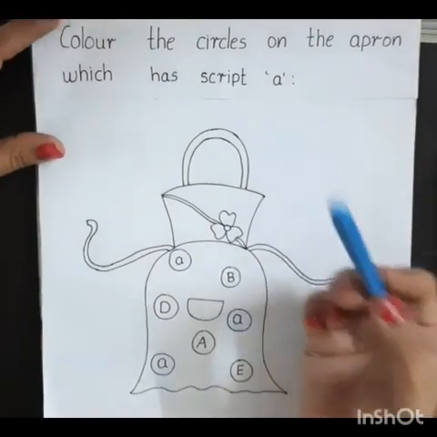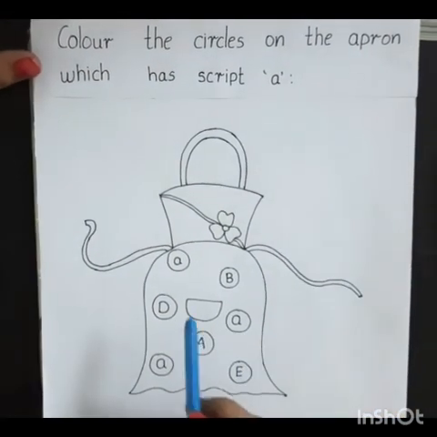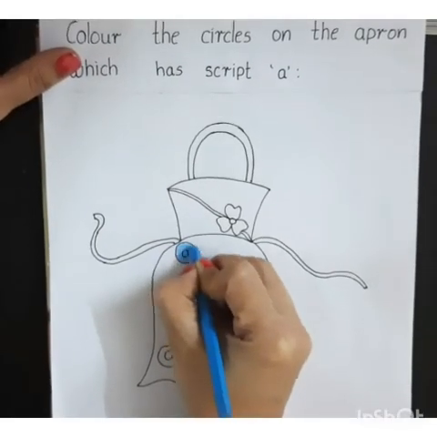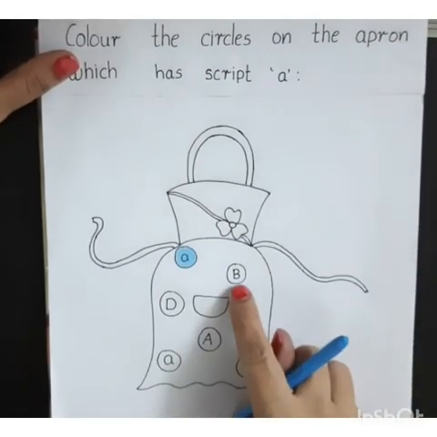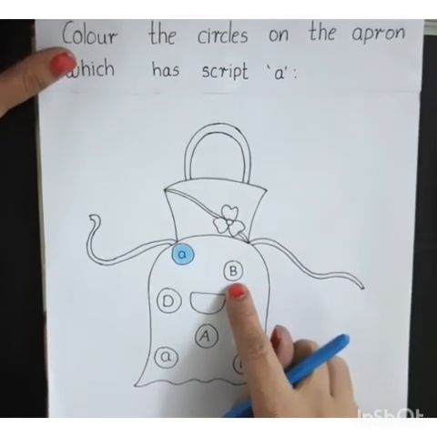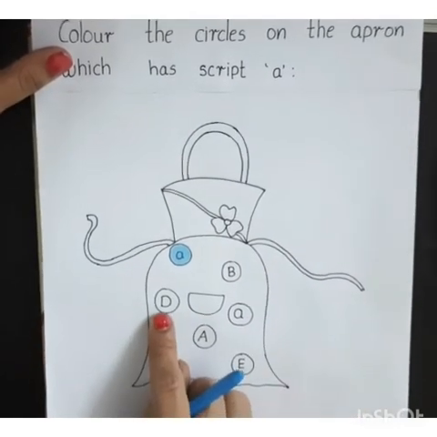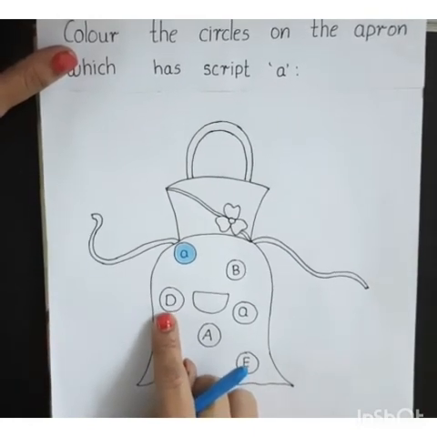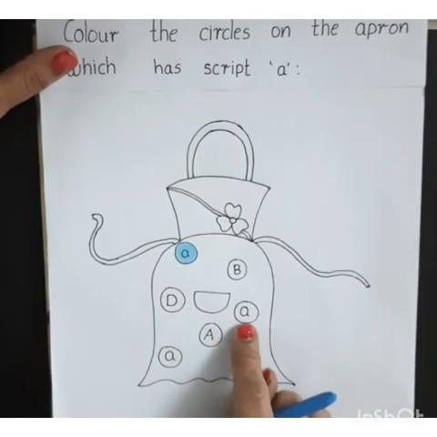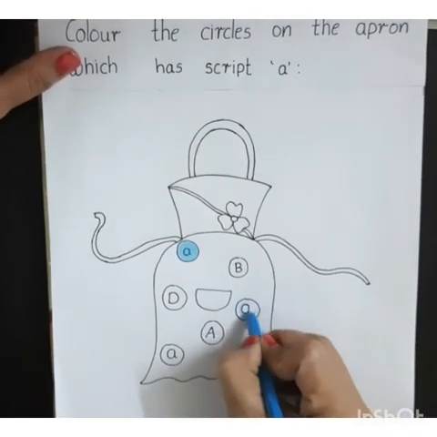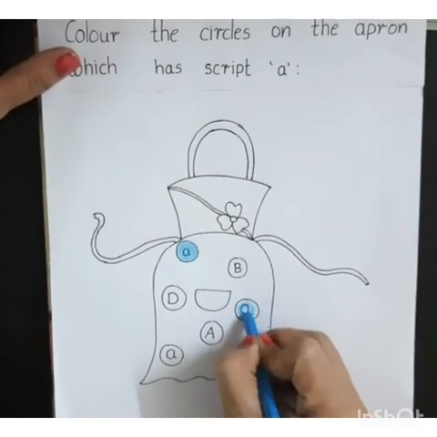The first circle, what is written, which letter it is? Script A. So we have to color the circle of script A. Which letter is this? Yes, capital letter B. Do we have to color? No. Which letter is this? Capital letter D. Do we have to color? No. And this one is script A. So we will color in this circle.